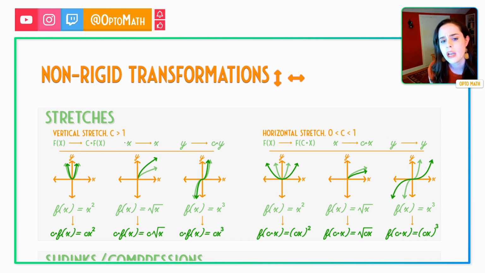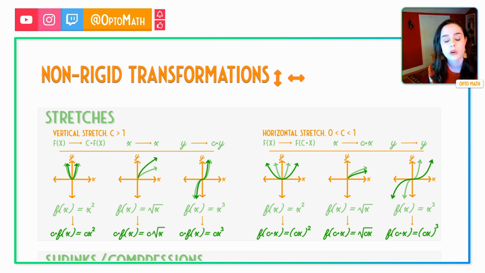Think about if c were equal to 1, you wouldn't change anything at all, because if you multiply by 1, you stay the same. Again, our x's stay the same because we're just affecting our vertical numbers, which would be our y values. And so the y values get multiplied by whatever number goes with your vertical stretch.